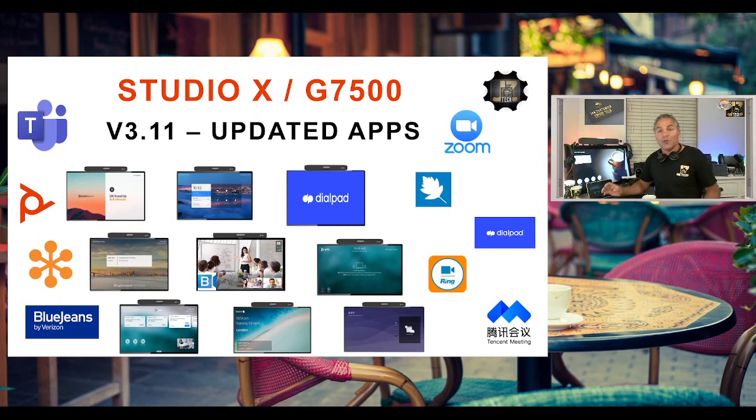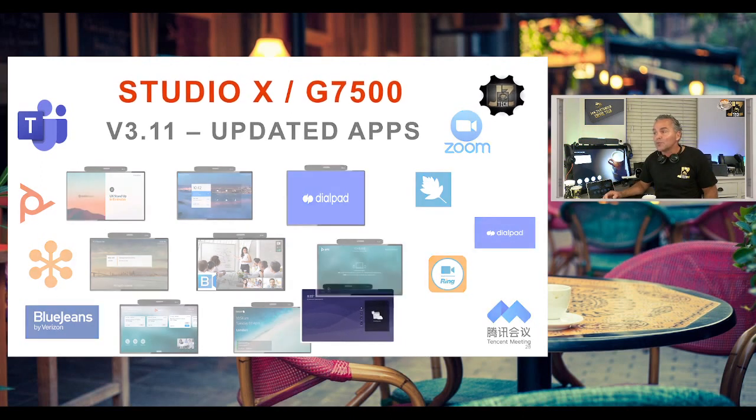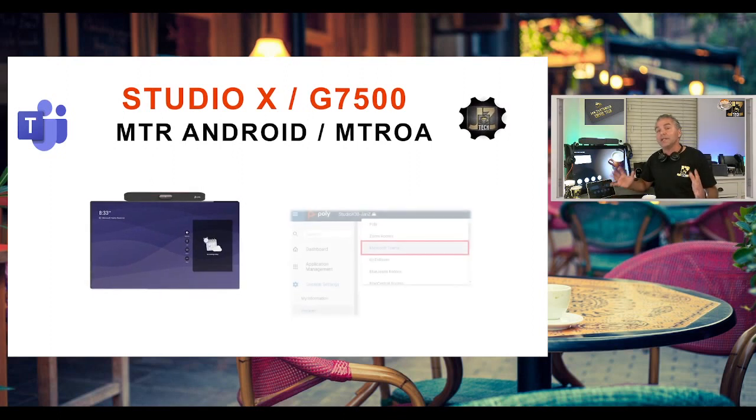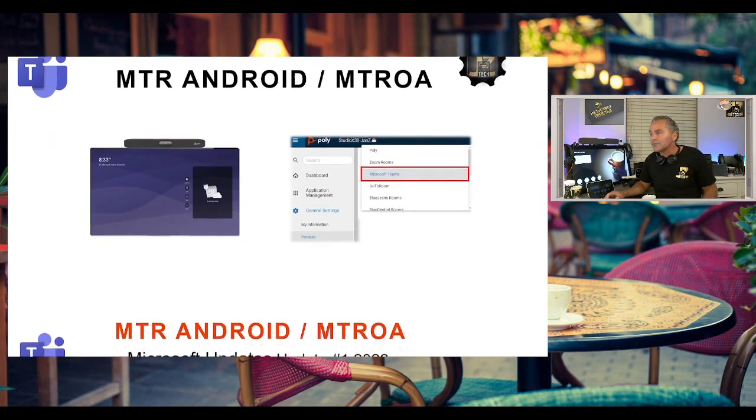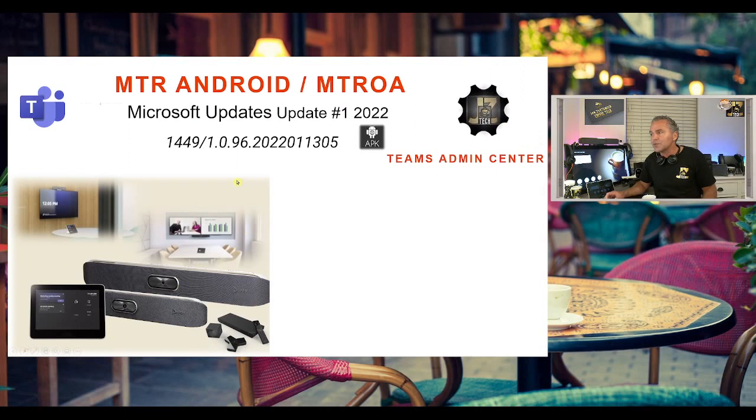What is happening more in the 3.11? And now it's more specifically to the application. And first off, we're going to dive into the MTR Android, the MTRoA. What is new there? There's not really a lot of new things. So we have still the same application in here. That is the 1305. That is the APK, which was also part of the 3.10, which is also part of the 3.11.